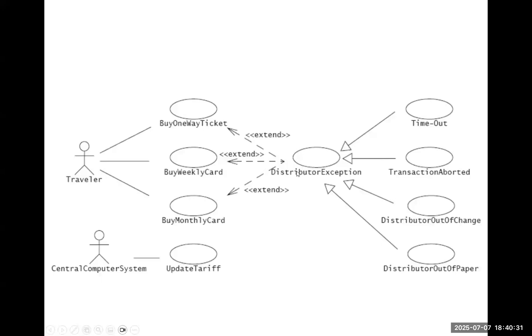Here you can see that I put buy one-way, buy weekly, buy monthly, and update tariff. These are the regular operations. The traveler will interact with the purchase activity, and the central computer system will interact with the update tariff. And since I have timeout, aborted, out of change, and out of paper associated with each purchase operation, here I can have a general distribution exceptions use case, and this whole structure extends these regular operations.